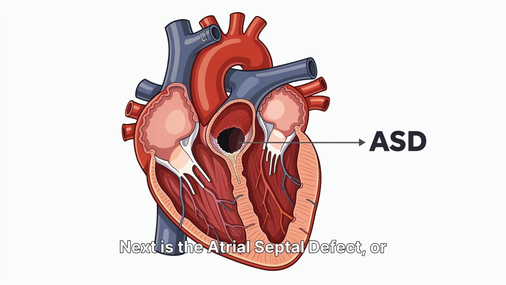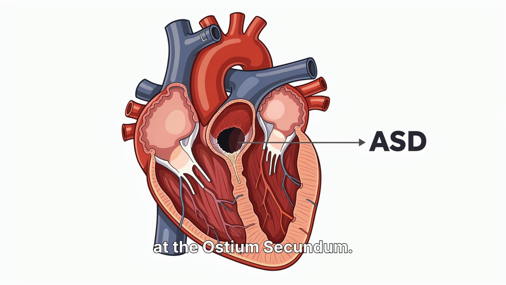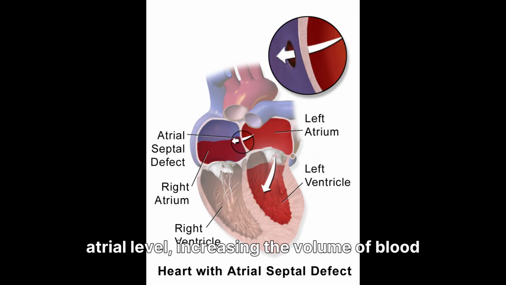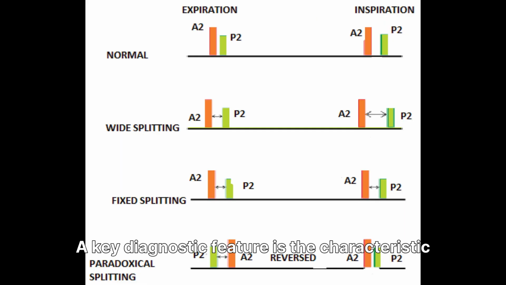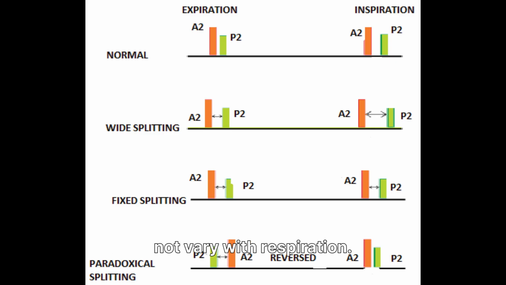Next is the atrial septal defect, or ASD. This is a hole in the septum between the two atria, most commonly occurring at the ostium secundum. This creates a left-to-right shunt at the atrial level, increasing the volume of blood the right heart must handle. A key diagnostic feature is the characteristic fixed-split second heart sound, which does not vary with respiration.